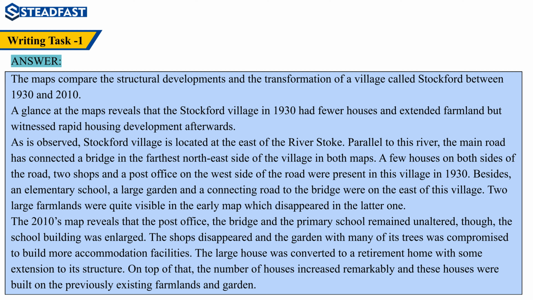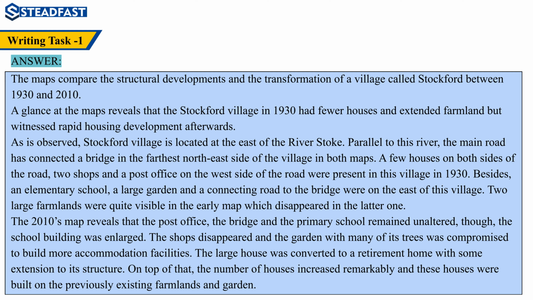Parallel to this river, the main road is connected to a bridge in the farthest northeast side of the village in both maps. A few houses on both sides of the road, two shops, and a post office on the west side of the road were present in this village in 1930. Besides, an elementary school, a large garden, and a connecting road to the bridge were on the east of this village. Two large farmlands were quite visible in the early map which disappeared in the later one.